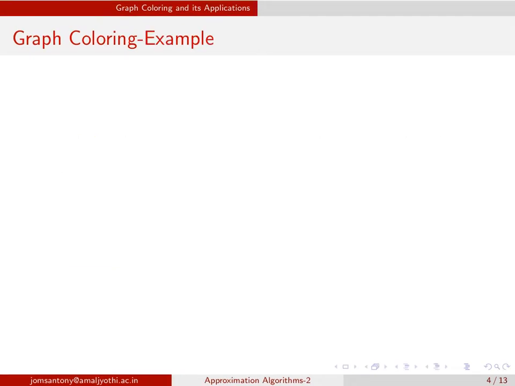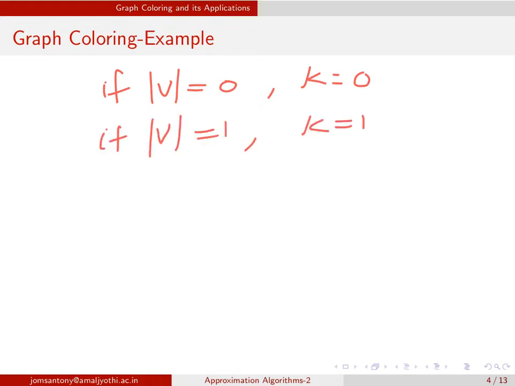Now let us look at some typical graph coloring examples. Given that you don't have any vertices, you also don't require any colors to color it. So the number of colors to color a graph with no vertices is zero. Given that you have just one vertex, the number of colors required will be one. Now, if your graph has only a single edge like this, then you definitely require two colors. For example, if you color this endpoint with a red color, then you should color the other endpoint with a different color, say green. So you require two colors.